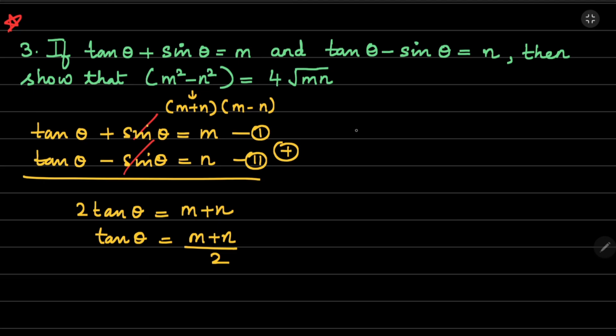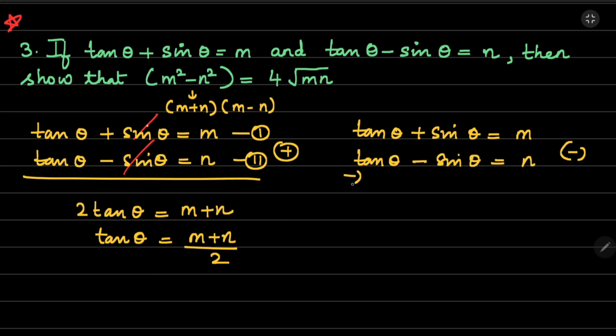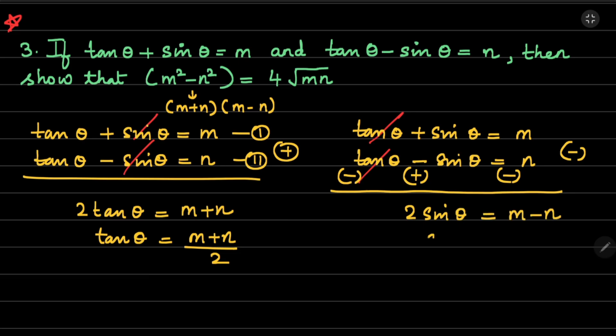Let's again take the two equations and subtract them. So tan theta plus sine theta is equal to m, and tan theta minus sine theta is equal to n. Subtract the two equations. So whenever you're subtracting, you will have to change the sign. So here, tan minus tan will get cancelled, and what remains is sine theta plus sine theta, 2 sine theta is equal to m minus n. So you have sine theta is equal to m minus n by 2.